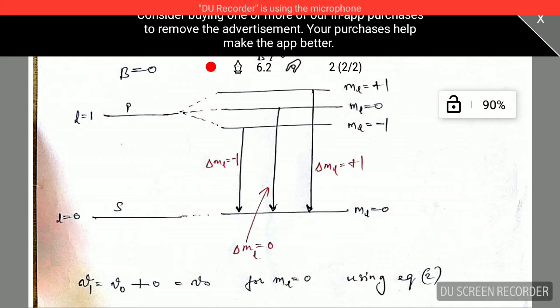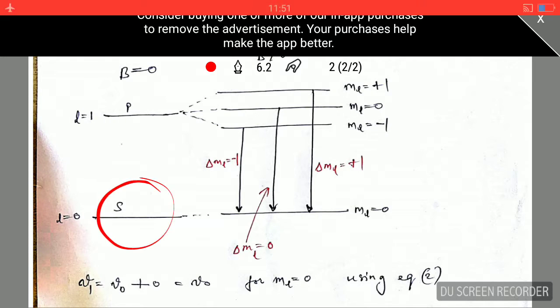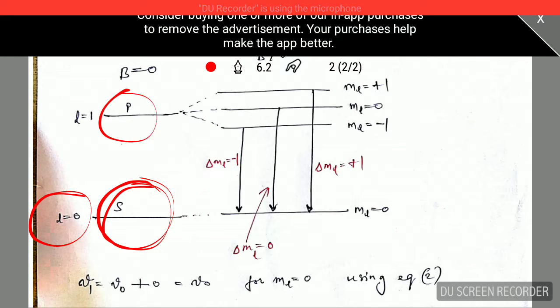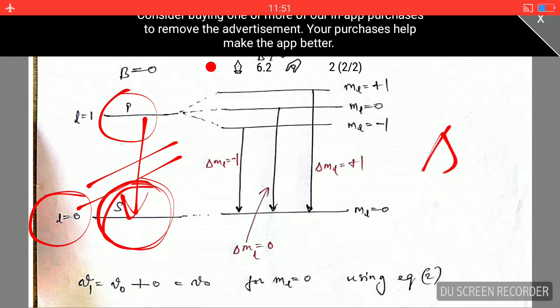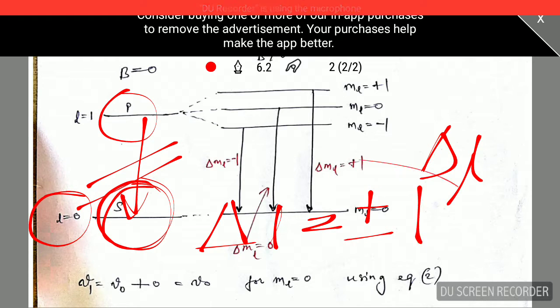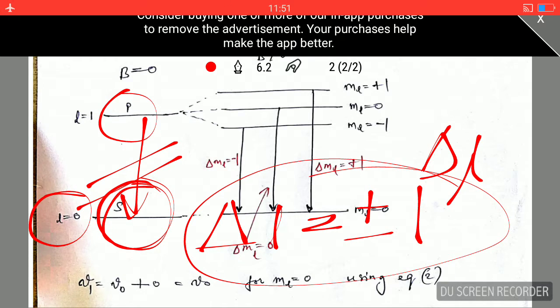First is the S state. We all know that L equals 0 is S and L equals 1 is P. Now there cannot be any transition from here to here. That is not possible at all, because for the transition delta L should be equal to plus or minus 1. This comes from the selection rule, and here that condition is not satisfied, so there cannot be any transition from here to here.